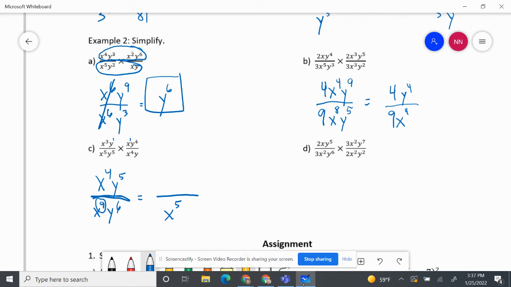The y's, there's more in the denominator, so I put the y in the denominator. There's 1 more. Remember, when we have everything in the denominator, we have 1 as the placeholder, letting everybody know that these values are in the denominator, not the numerator.